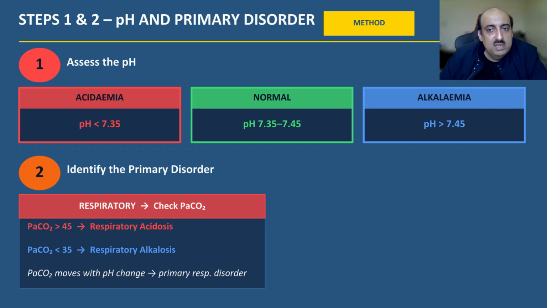Now, if you look at the pH and it's above 7.45, which means it's alkalosis, and the CO2 is low, which means the acidic gas is being blown off by the body through hyperventilation, and the alkalaemia corresponds to the blowing off of the CO2, that means it's a primary respiratory alkalosis. So remember, the PaCO₂ moves with the change in the pH in a primary respiratory disorder.